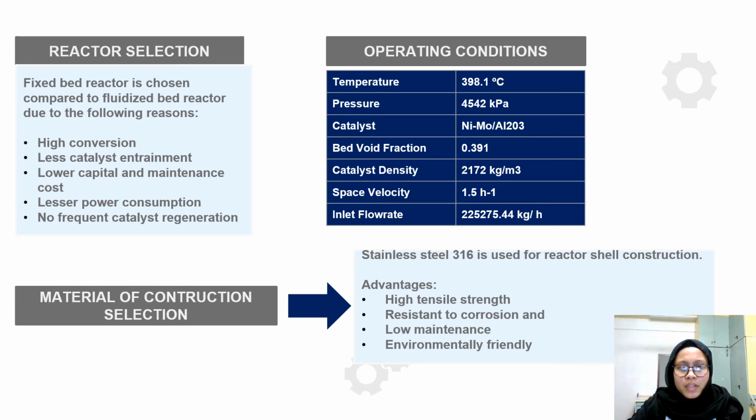And these are the operating conditions. The inlet temperature is 398.1 degrees Celsius. The inlet pressure is 4,542 kPa. The catalyst used in this reaction is nickel molybdenum with aluminum oxide supported catalyst. The bed void fraction is 0.391 and the inlet flow rate is 225,275.44 kg per hour. Based on the operating conditions, suitable material of construction has been selected.